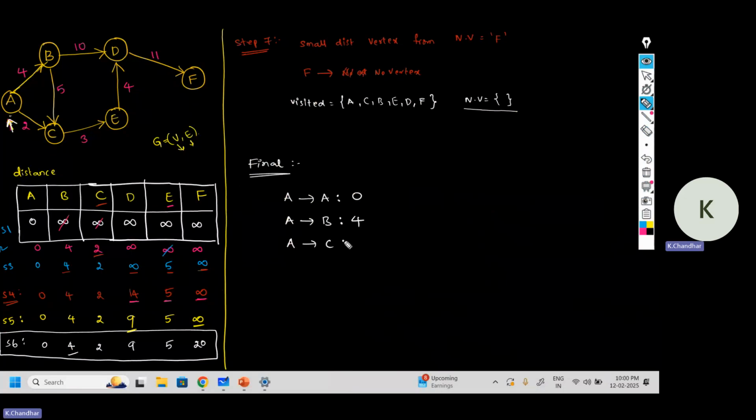From A to C, what is the distance? 2. From A to D, how much distance? 9. From A to E, what is the distance? 5. From A to F, what is the distance? 20. These are the shortest distances from the selected source vertex A to all the remaining vertices in the given graph. So this is the way you need to perform the Dijkstra algorithm.